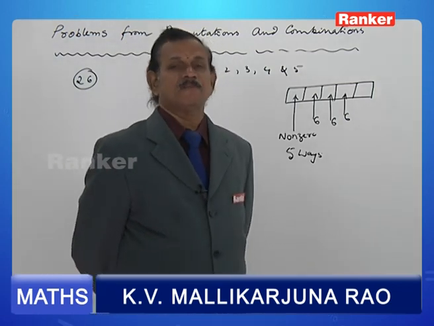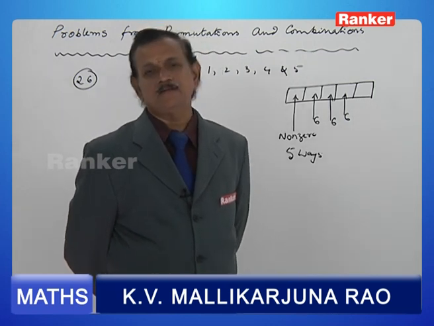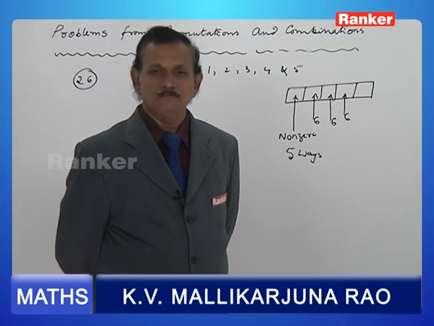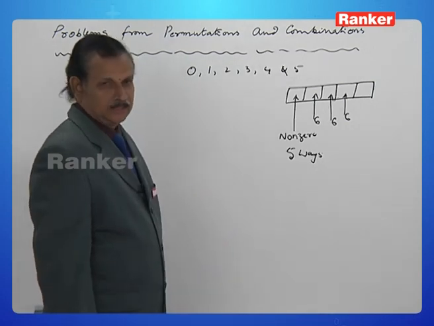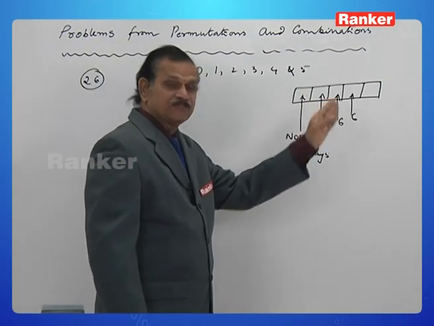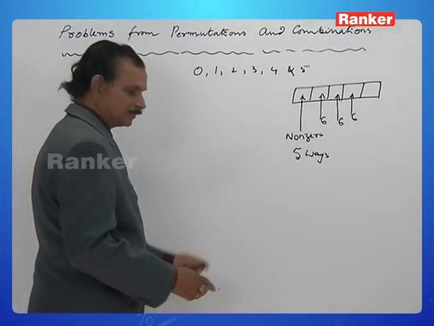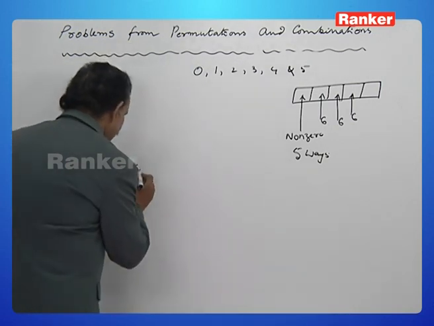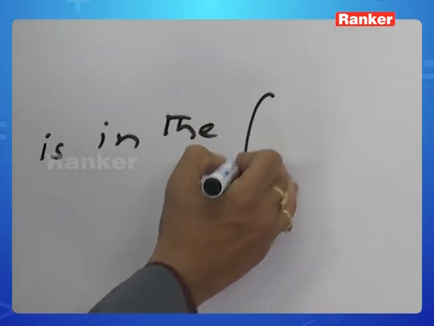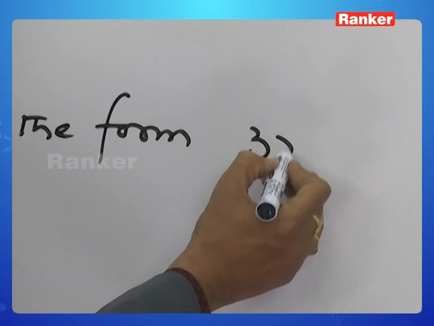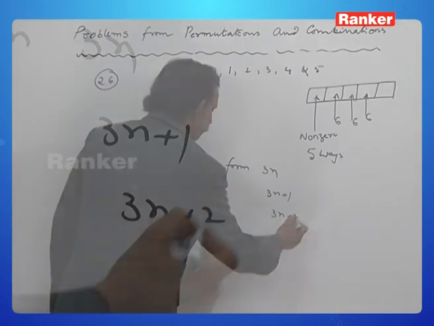If the sum of all the digits present in that number is divisible by 3, then the total number is divisible by 3. We know. Well, we have filled only 4 places. The sum of all the digits in these 4 places may fall in 3 cases. What are the cases? The sum is in the form 3n, 3n plus 1, 3n plus 2.